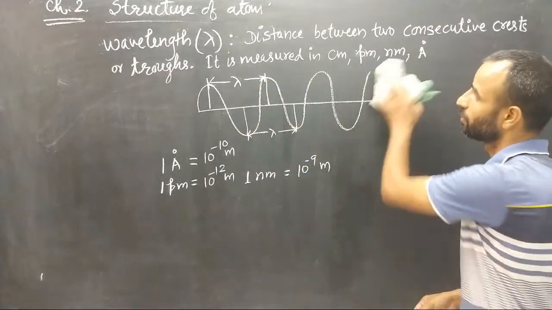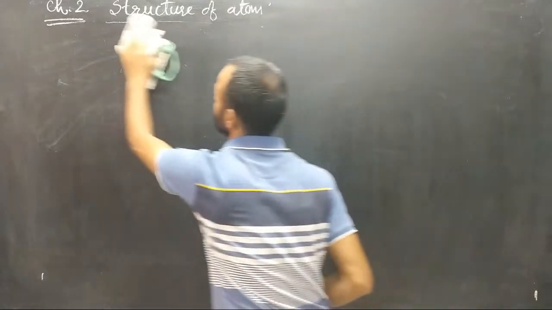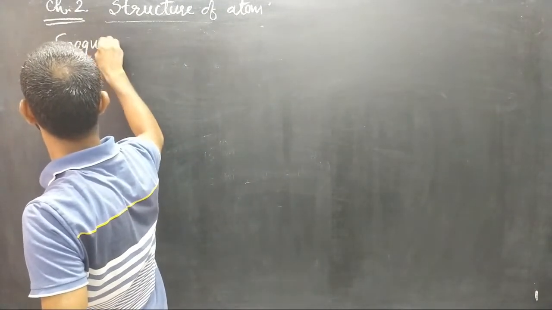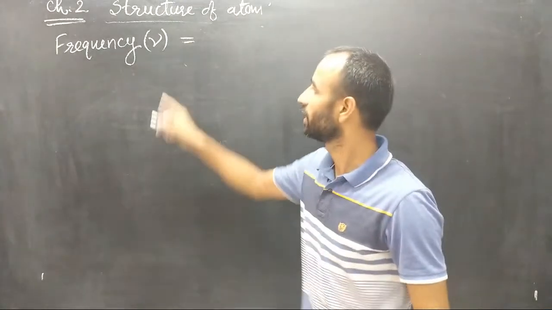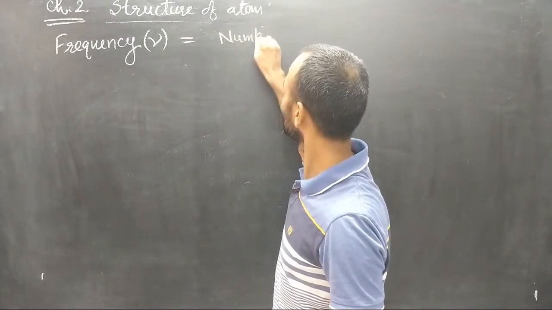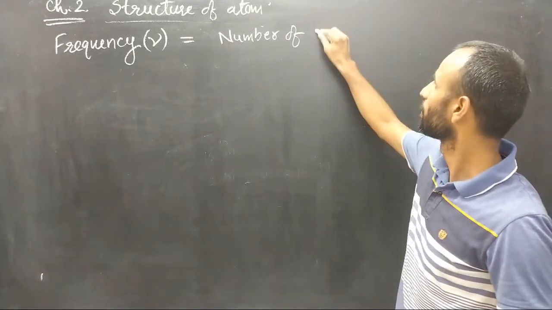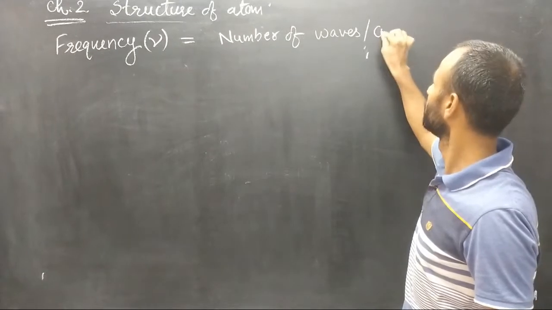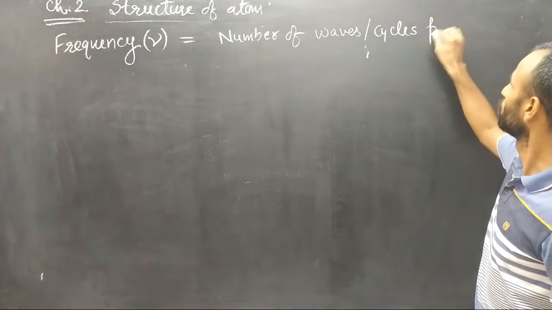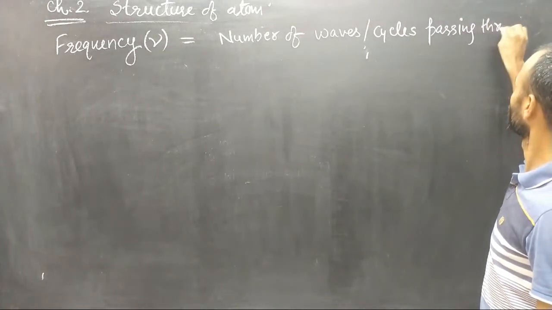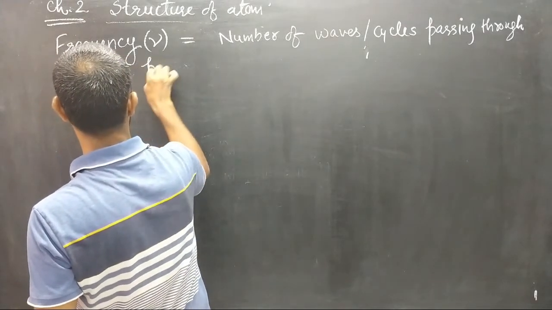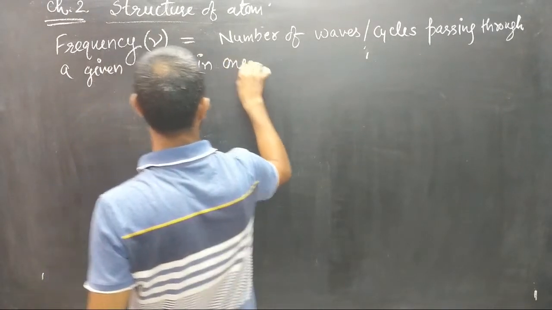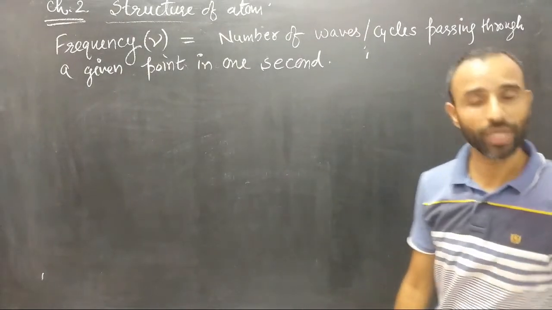Now come to frequency. Next is frequency denoted by nu, and it is defined as the number of waves, or we can say cycles, passing through a given point in 1 second.